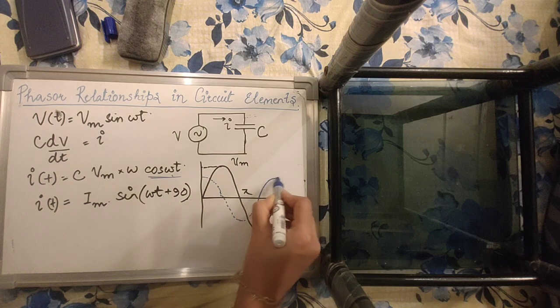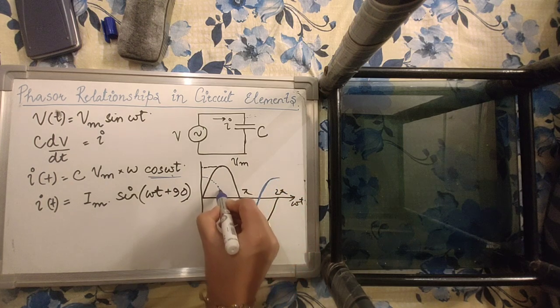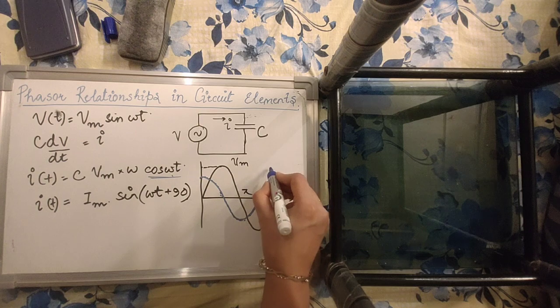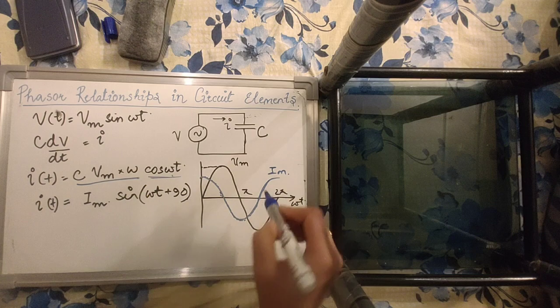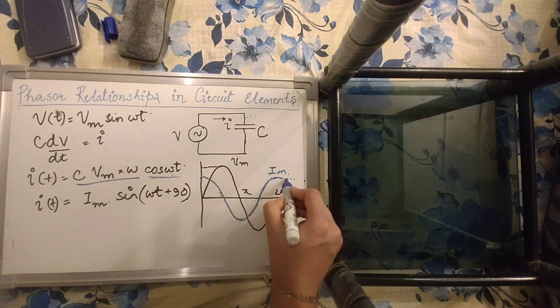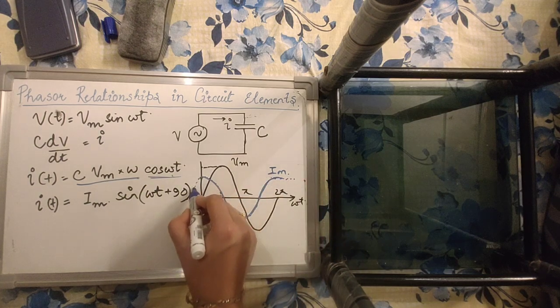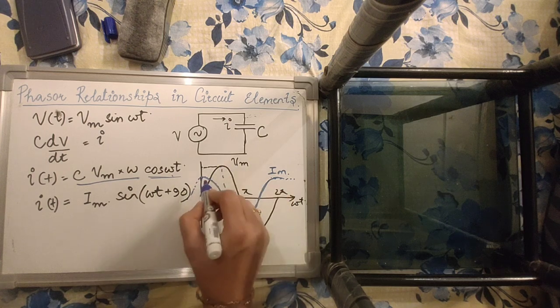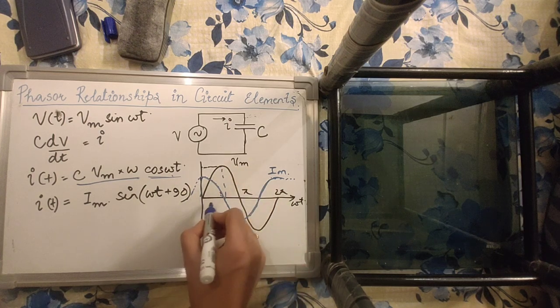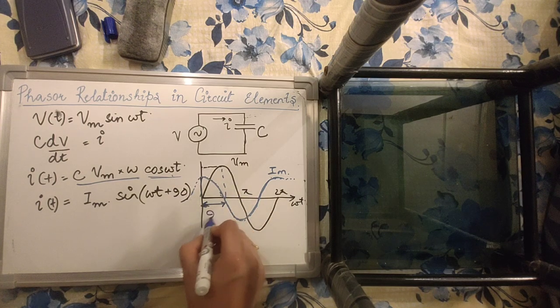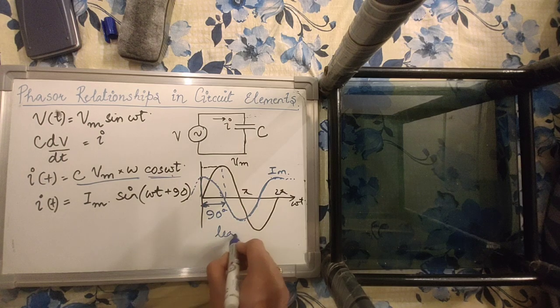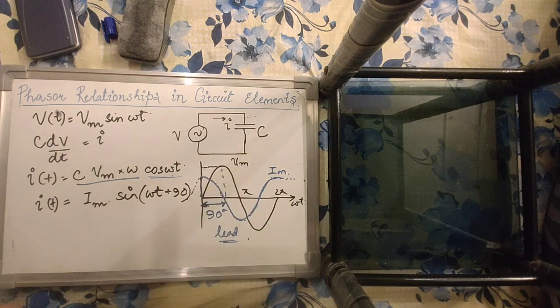which also means that it is leading. This is Im, and its magnitude is C Vm omega, the magnitude of Im. It is reaching its peak 90 degrees earlier than the voltage signal. So it is leading the voltage signal by phi, which is equal to 90 degrees. So it's a 90 degree lead, right? So my current signal in a capacitive circuit is leading the voltage signal by 90 degrees.